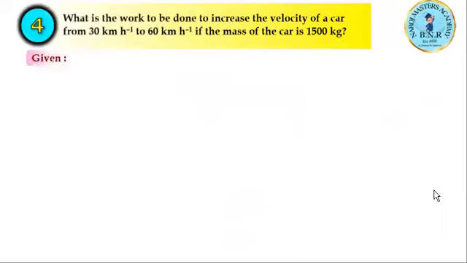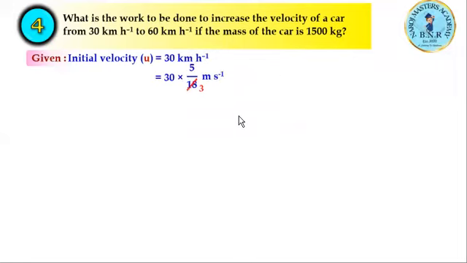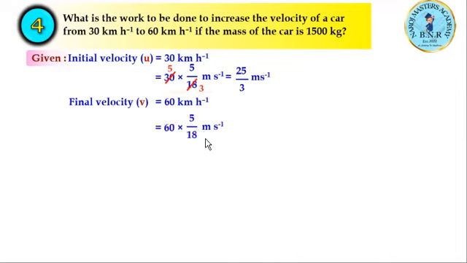What is the work to be done to increase the velocity of a car from 30 kilometers per hour to 60 kilometers per hour? Here, velocity is increased. If the mass of the car is 1500 kg, so 30 to 60, very simple. Here kilometers per hour is given, convert into meter per second first, and then multiply with mass. That's fine. Half m, v square minus u square. So here 25 by 3 meter per second. Final velocity is 60 kilometers per hour. Then convert by 5 by 18 here. Then you'll get the same 50 by 3. Then mass is 1500 kg.